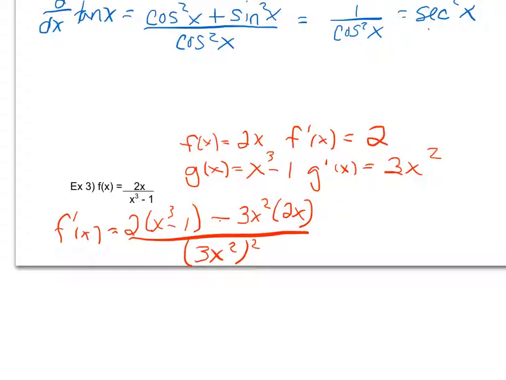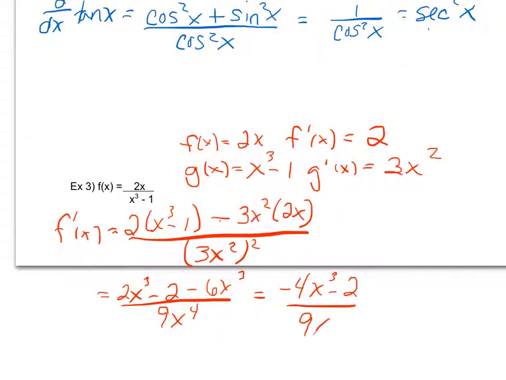So again, I'm going to go ahead and clean up the top. This time, because it is so simple to square the bottom, I'm also going to go ahead and square the bottom. So now I'm going to have 2x cubed minus 2 minus 6x cubed, all over 9x to the fourth. On top, combining my like terms gives me negative 4x to the third minus 2, all over 9x to the fourth. Remember, I can't reduce because my second term up on top does not involve any x's, so that will be the derivative for f of x.